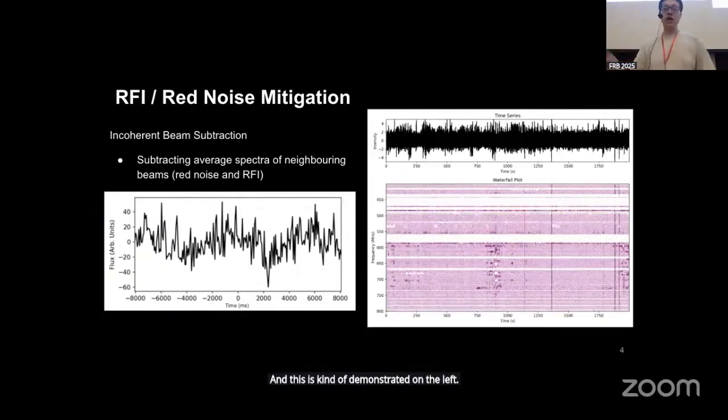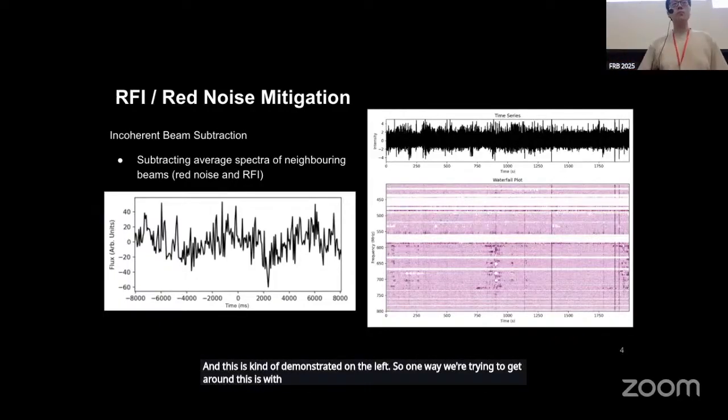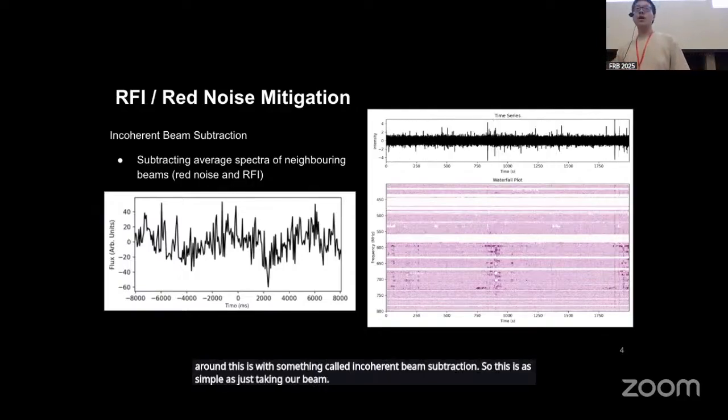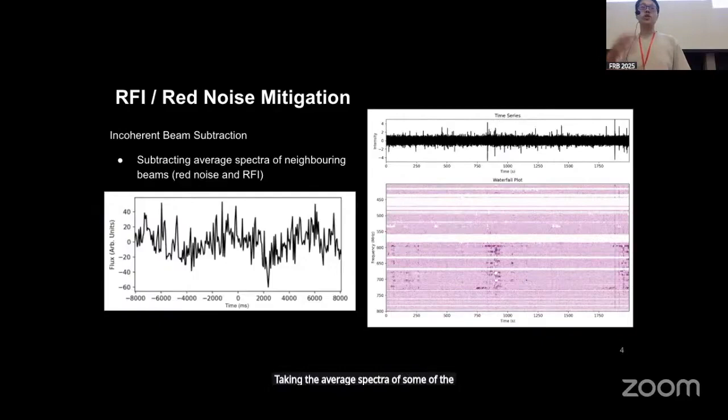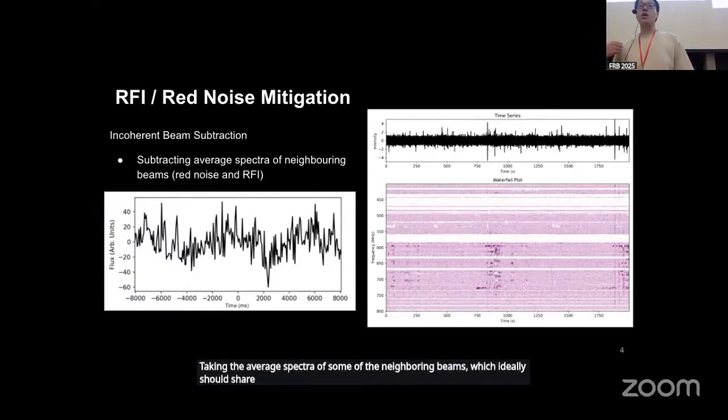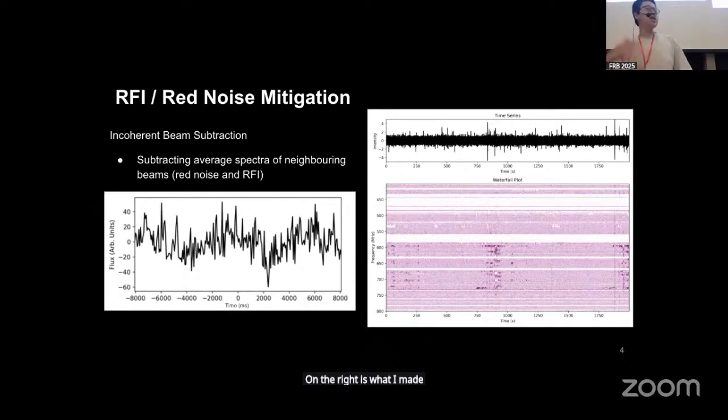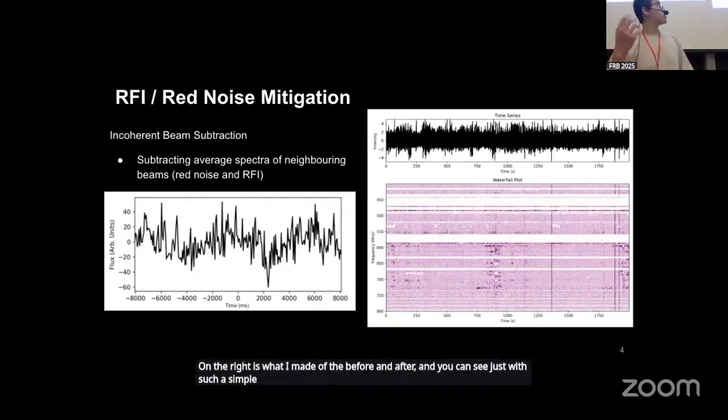So one way we're trying to get around this is with something called incoherent beam subtraction. This is as simple as taking our beam, taking the average spectra of some of the neighboring beams, which ideally should share the same red noise and RFI profile, and then simply subtracting it. And this GIF on the right is what I made of the before and after. And you can see, with just such a simple operation, there's such a dramatic decrease in RFI and red noise.